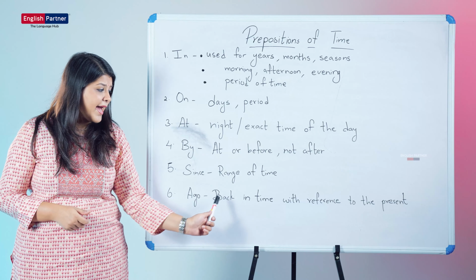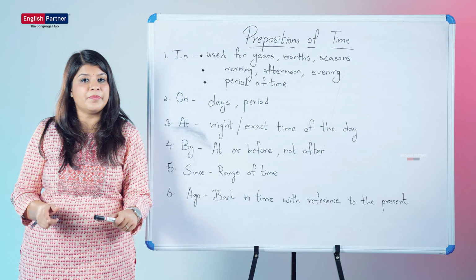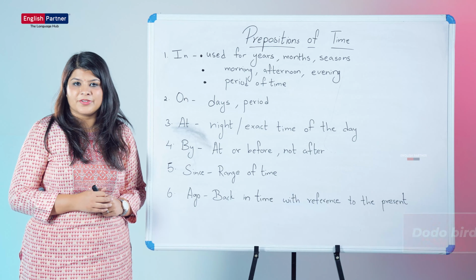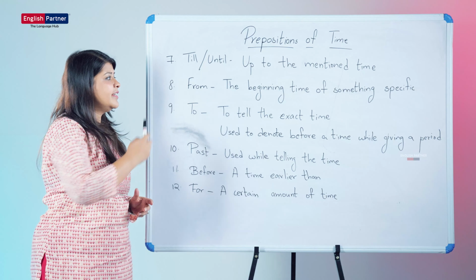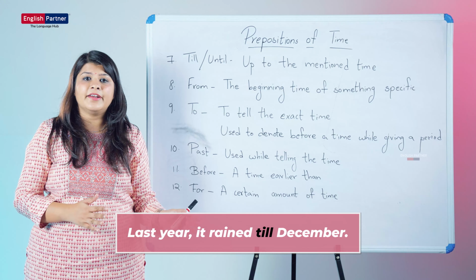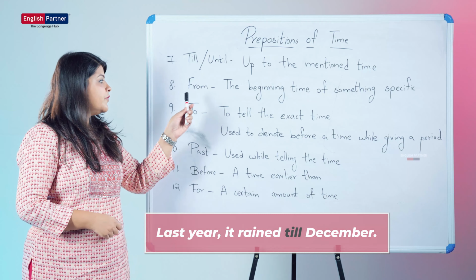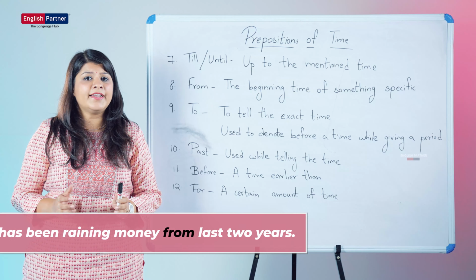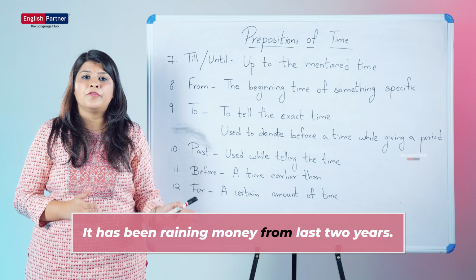Ago. Back in time with reference to the present. Dodo birds were extinct 5 centuries ago. Till or until. Up to the mentioned time. Last year it rained till December. From the beginning time of something specific. It has been raining money from last 2 years.